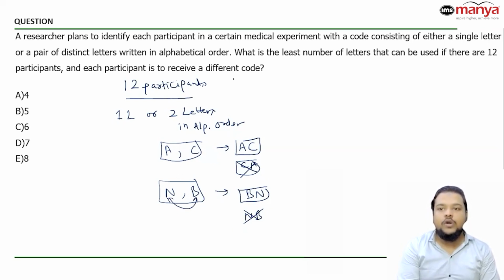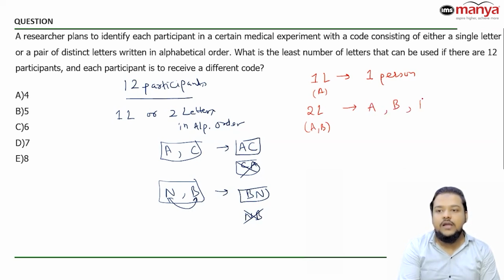Now, question is saying what is the least number of letters that can be used if there are 12 participants? Interesting point to observe, right? Let's do reverse engineering. So from one letter, how many people you can code? Let's say you have A. Only one person you'll be able to code. If you have two letters, let's say A and B, how many person you can code? You can give A to first person, B to second person, and then AB to the third person. Hence, three people you can code.